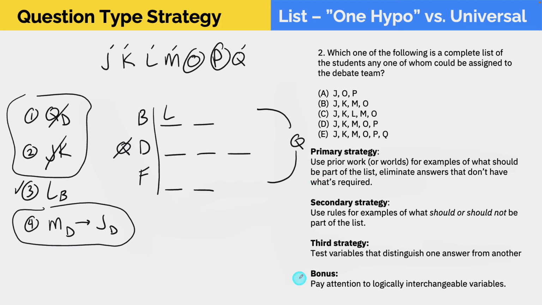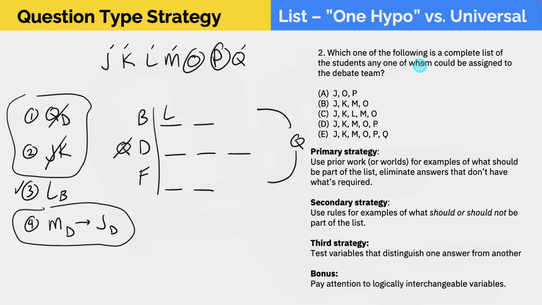Now, as a bonus, you want to pay attention to logically interchangeable variables. Oftentimes, given the rules of the game, you might have a sense that two variables are logically exactly the same, like for example, the O and the P here. There's no rules about the O and the P, so anything that's true about O is also going to be true about P. Recognizing logically interchangeable variables can be helpful for getting rid of answers. So let's go ahead and solve this.